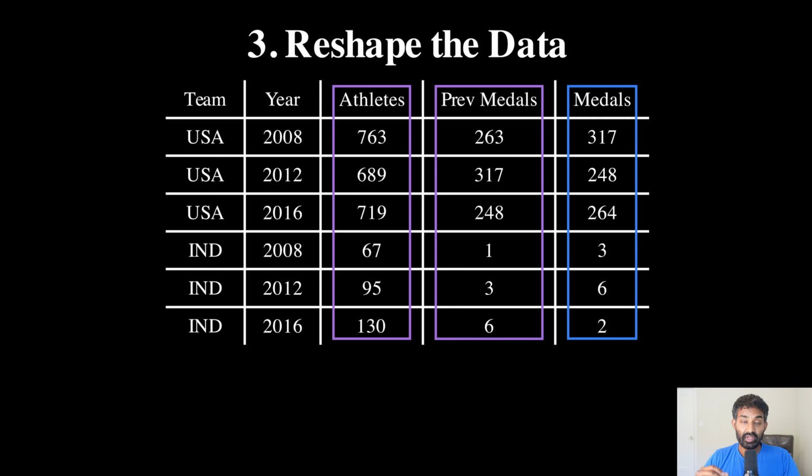Sometimes data will be in a position where the target column, what you're trying to predict, isn't available in a single row, or the predictors, what you're trying to use to predict the target, aren't available in a single row. In this case, our data is clean and everything is available in a single row. So we'll be able to use the athletes column and the previous medals column to predict how many medals a team will win in a given year.